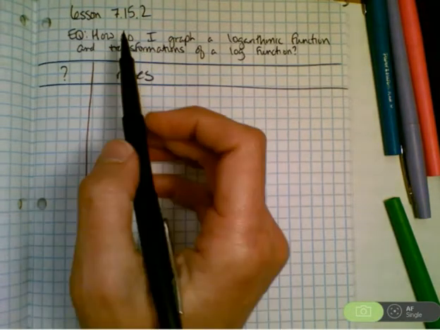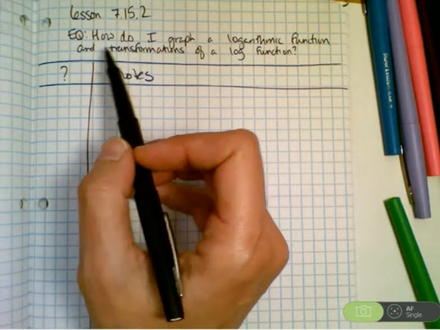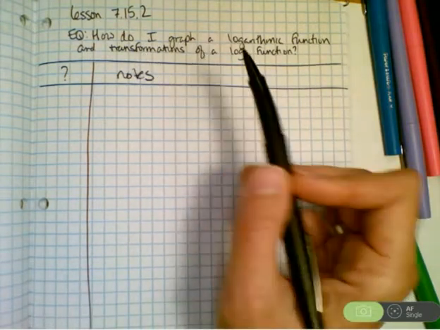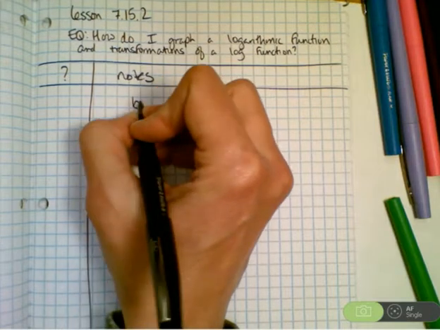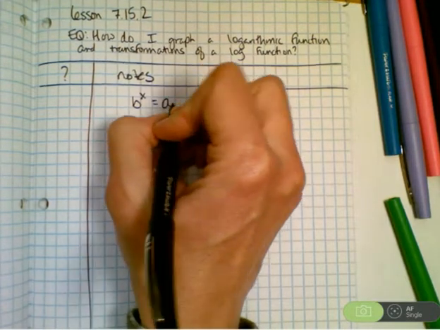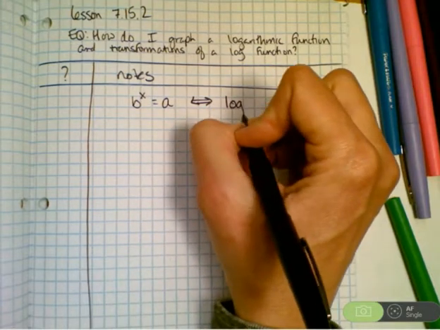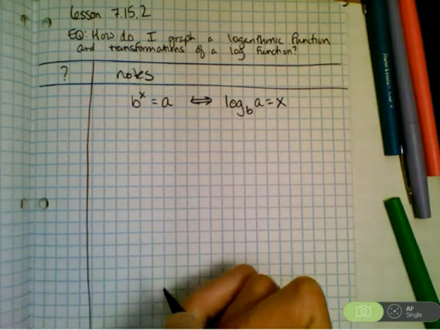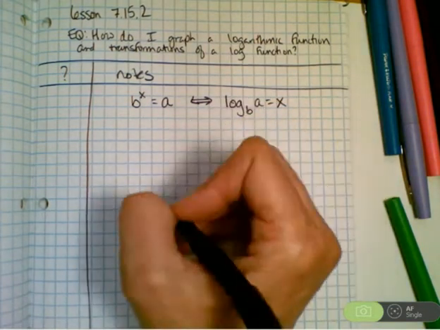Okay, so today we're going to be looking at lesson 7.15.2. This is the last lesson from Unit 7. And our essential question is, how do I graph a logarithmic function and transformations of a log function? The thing that we're going to use to help us in this is the fact that logs are related to exponential functions.